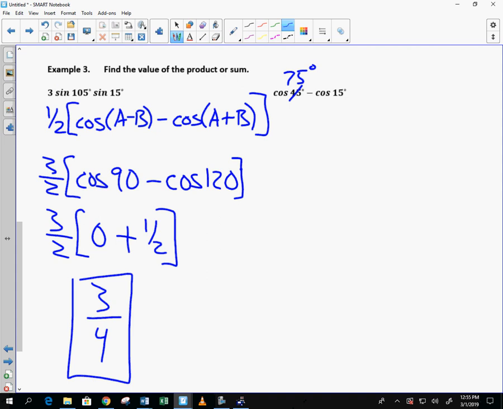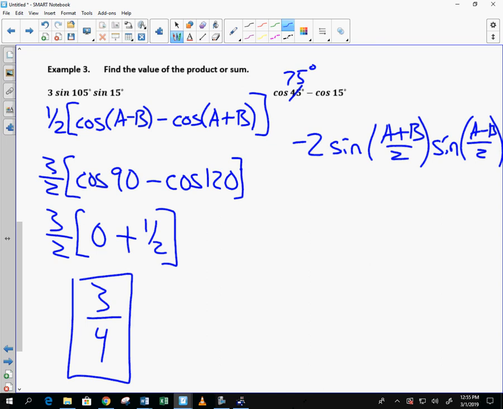Do you know the exact value of cosine 75? Cosine 15? Maybe one of our formulas will help us. We have cosine minus cosine. We got to use -2 sine sine. -2 sine of a plus b over 2 times sine of a minus b over 2. Get somebody to check and verify that, see I have it correct. Thank you.